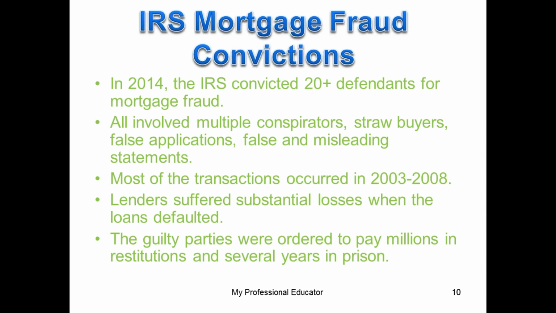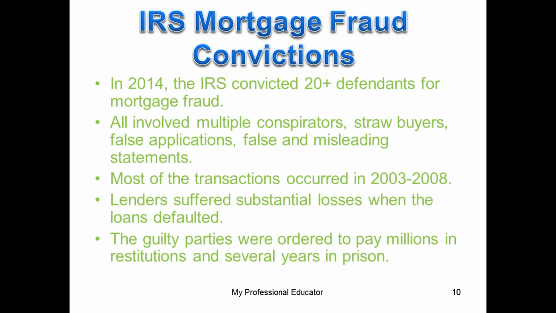2014 convictions. The IRS has a website where they publish some of their major convictions. And in 2014, so far, there have been 20 plus convictions for mortgage fraud. They all involved multiple conspirators, straw buyers, false applications, and other false and misleading statements.